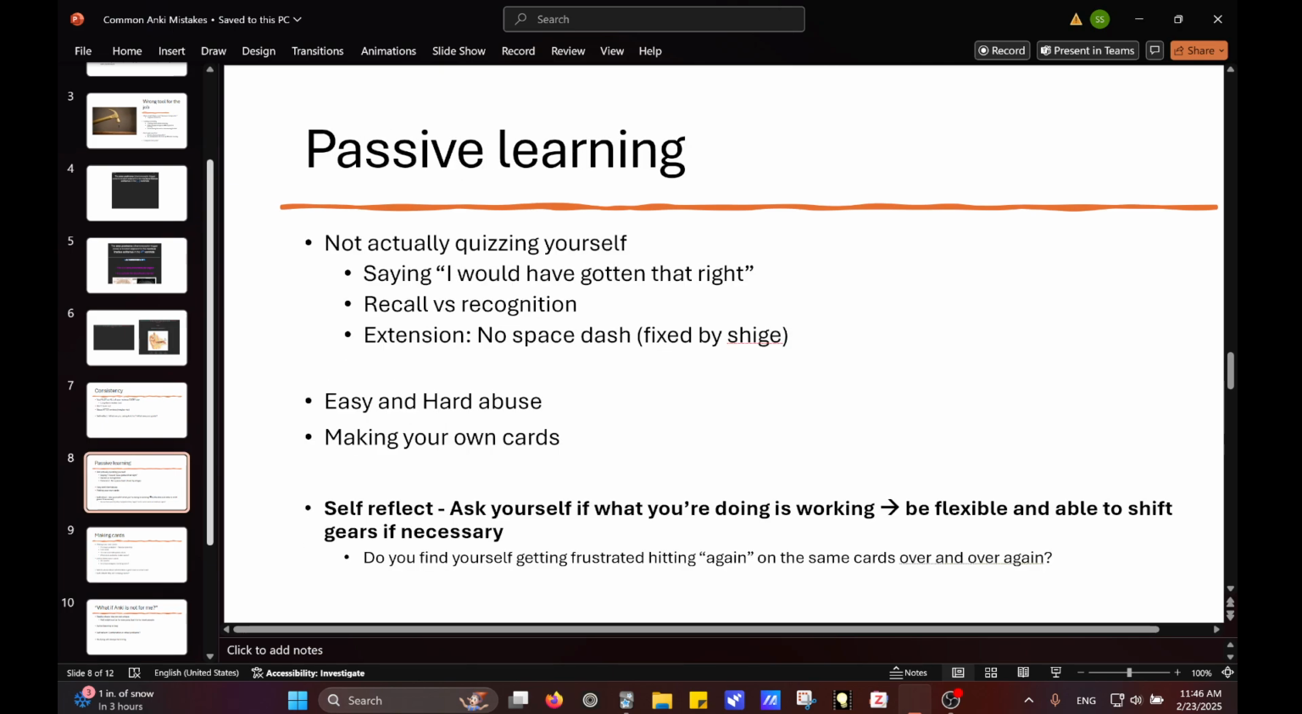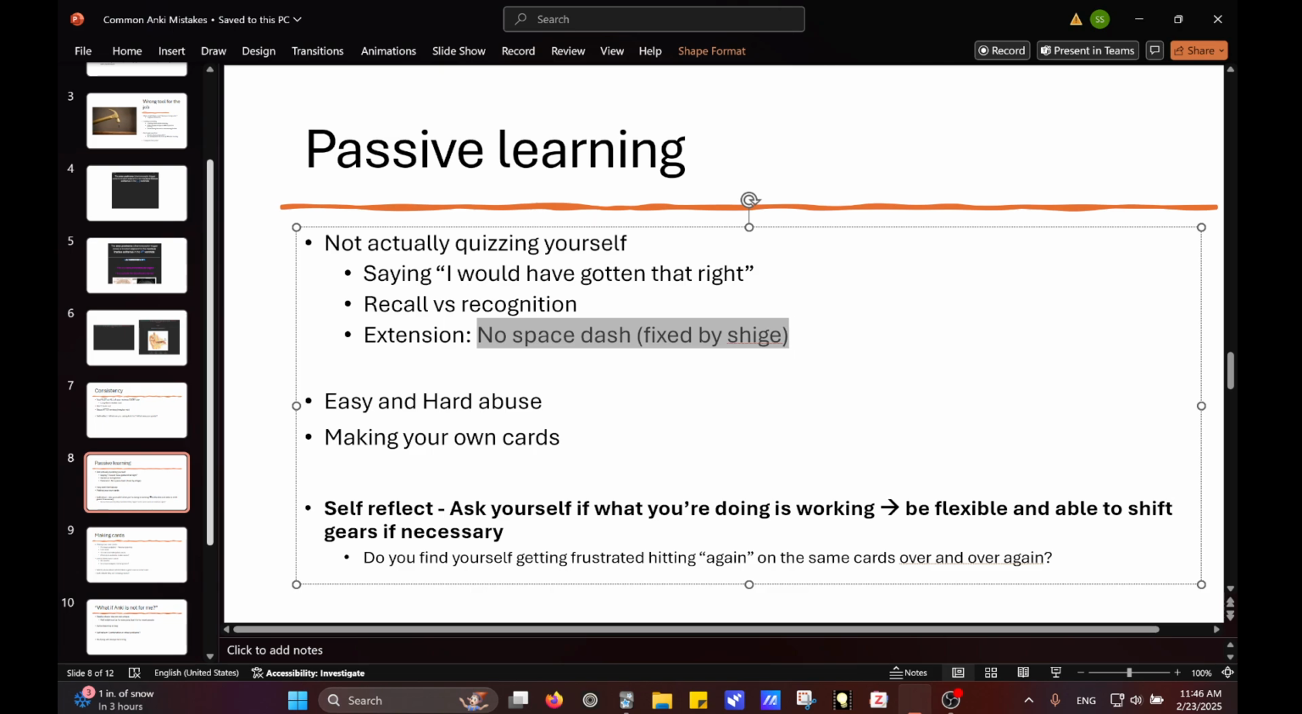So I had this issue a lot, so I downloaded this extension called No Space Dash. There's a fixed version and not fixed version. Download the fixed version because the not fixed version doesn't work.